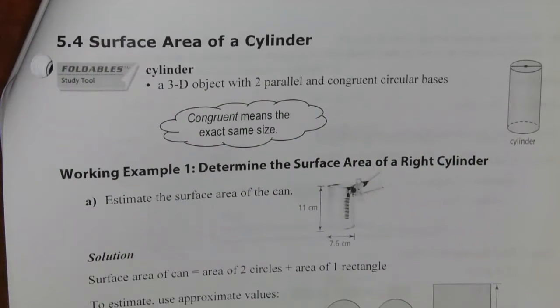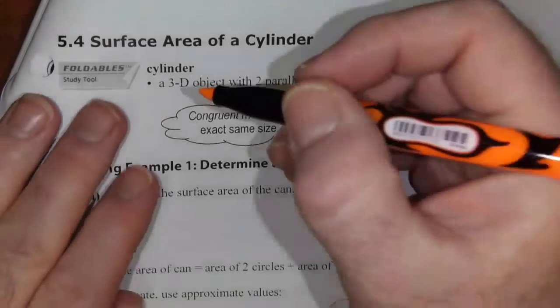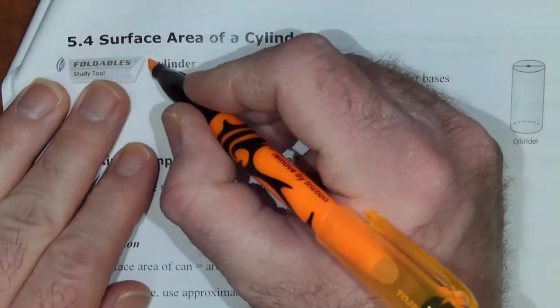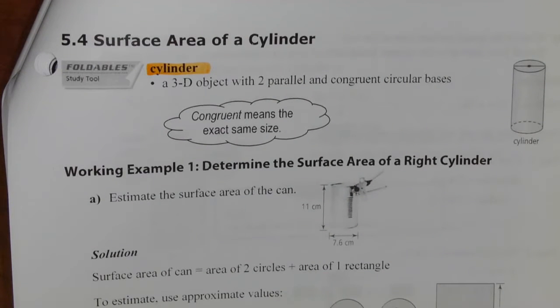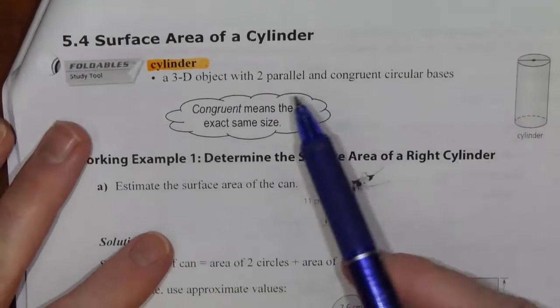Now we are starting section 5.4, surface area of a cylinder. So first up, let's look at the definition of a cylinder. It is a three-dimensional object with two parallel and congruent circular bases. So let's break this down.